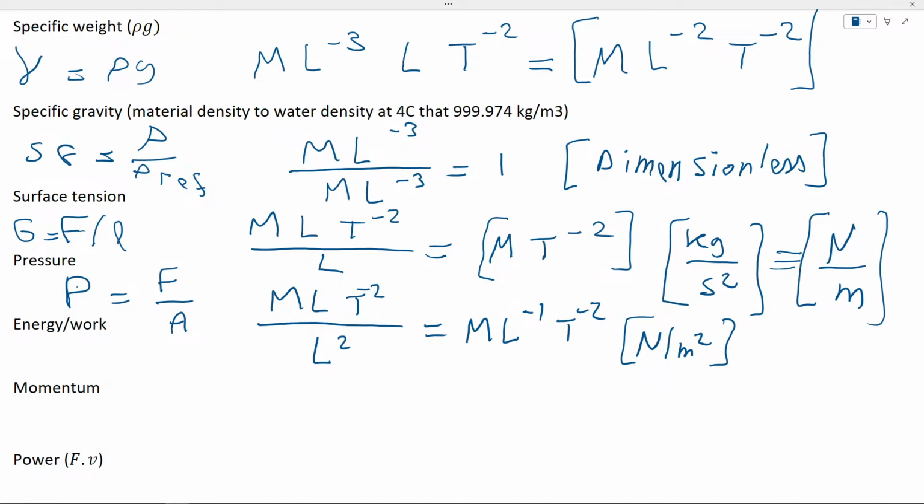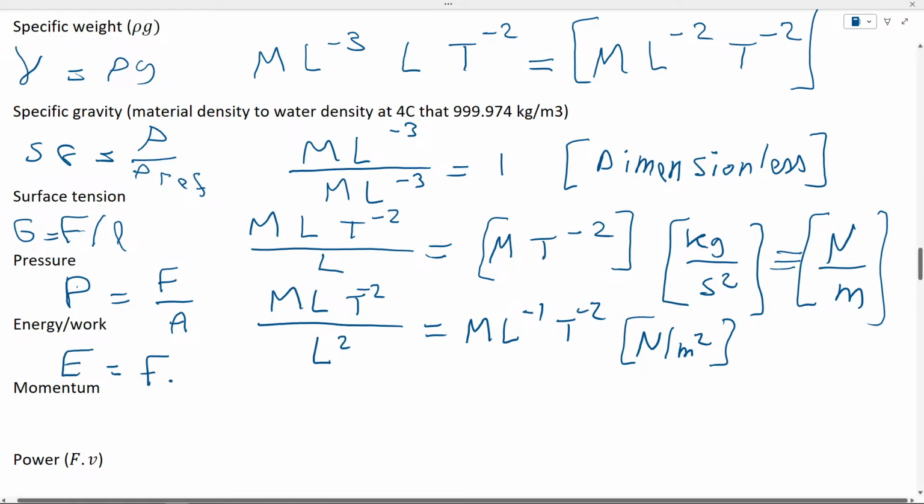Another important thing is work or energy. Energy is force times distance. So again, force is M L T^-2, times distance L. That will give M L^2 T^-2. That would be the dimension of energy.